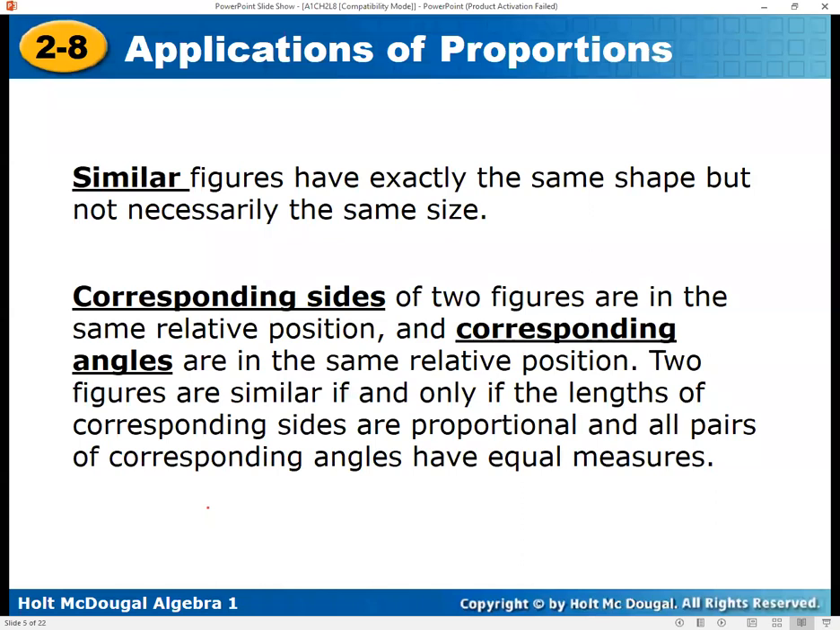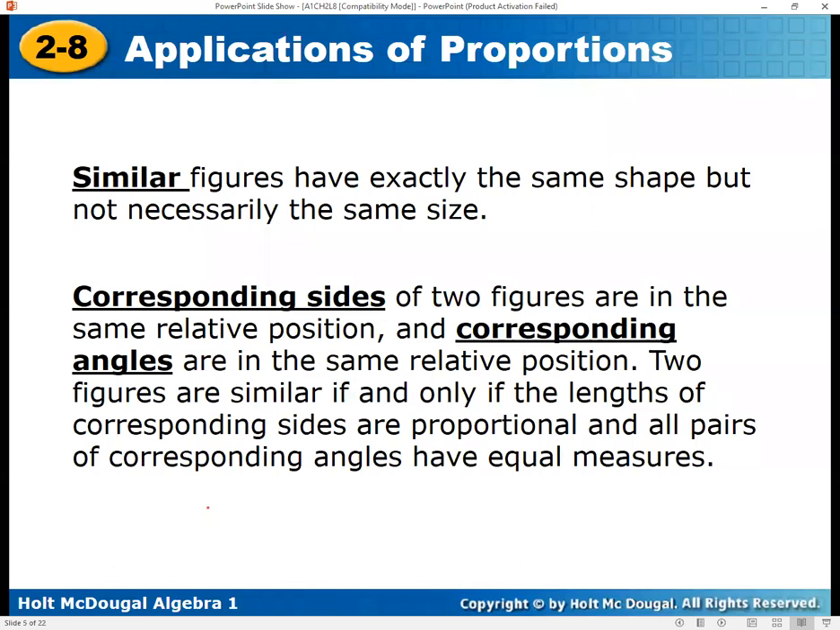In similar figures, we have to check that corresponding sides of two figures are in the same relative position, and corresponding angles are in the same relative position. The two figures are similar if and only if the lengths of the corresponding sides are proportional and all corresponding angles have equal measure.